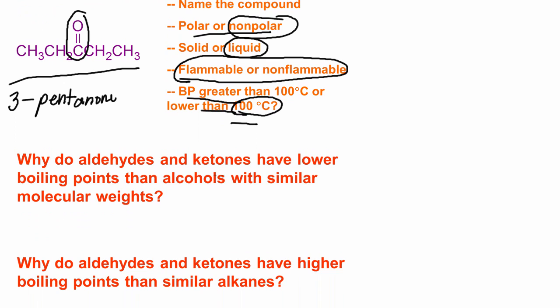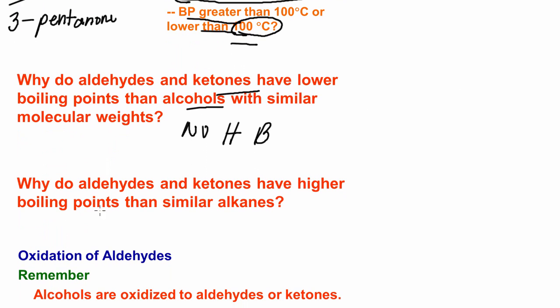Here's a question. Why do aldehydes and ketones have lower boiling points than alcohols with similar molecular weights? That's because no hydrogen bonding between ketone and aldehyde molecules. Why do aldehydes and ketones have higher boiling points than similar alkanes? Because alkanes have only dispersion forces. Okay, there are no dipole interactions. Similar molecular weight alkanes are going to have much lower boiling points.